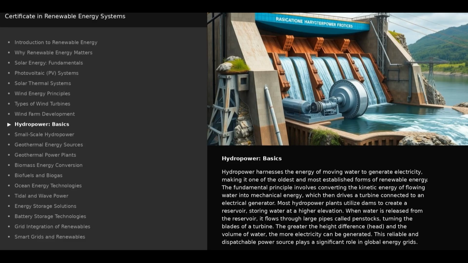When water is released from the reservoir, it flows through large pipes called penstocks, turning the blades of a turbine. The greater the height difference, head, and the volume of water, the more electricity can be generated. This reliable and dispatchable power source plays a significant role in global energy grids.